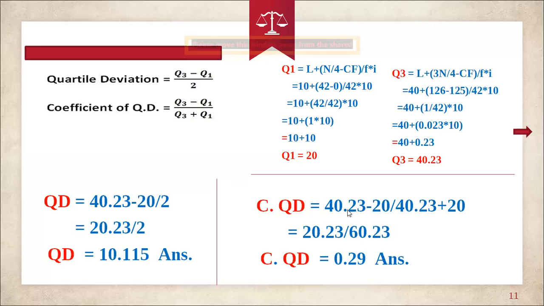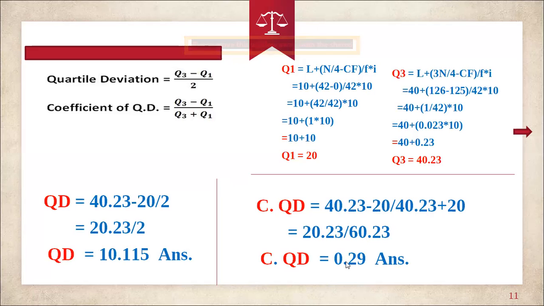Then when you substitute, you will get 20.23. When you add it, you will get 60.23. When you cancel it, 20.23 divided by 60.23, you are going to get 0.29. So we can conclude that the coefficient of quartile deviation is 29%.